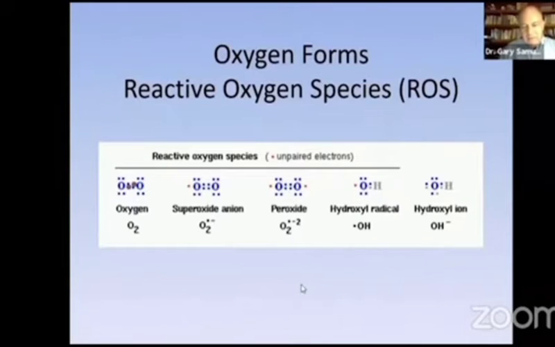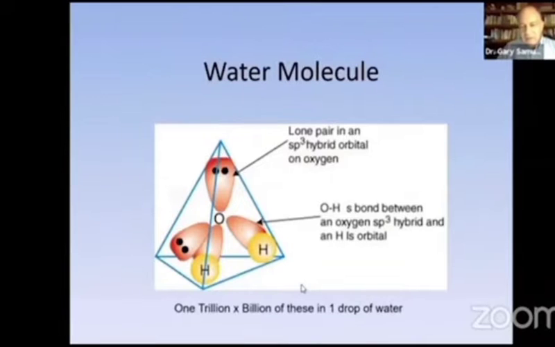Oxygen, when it grabs an extra electron, becomes a superoxide ion. If it grabs another one, it becomes a peroxide ion, like hydrogen peroxide. And then it grabs more, and it becomes more and more active in that area. It also becomes more reduced. And the most reduced form of oxygen is water.